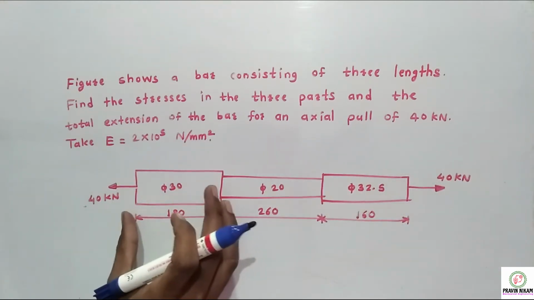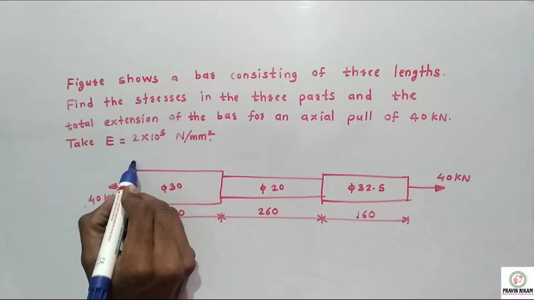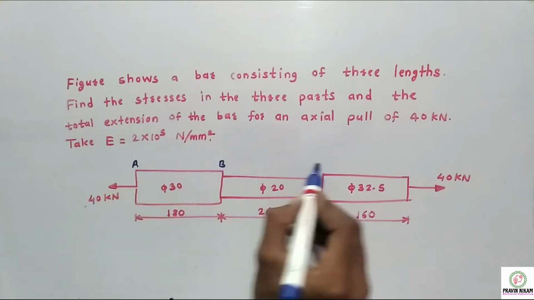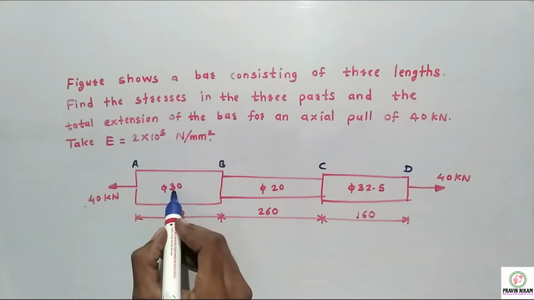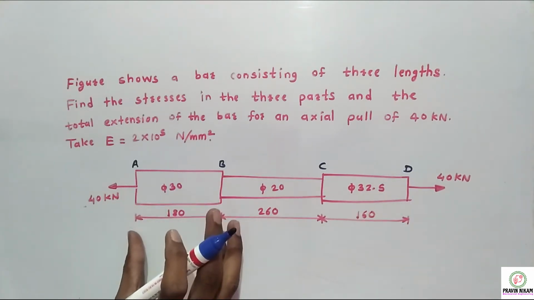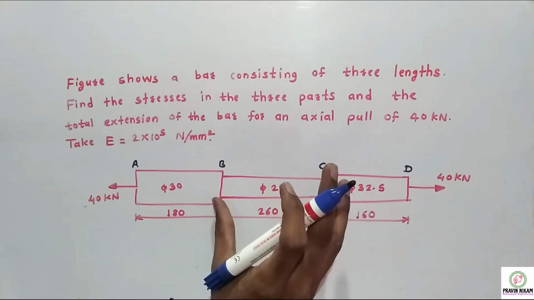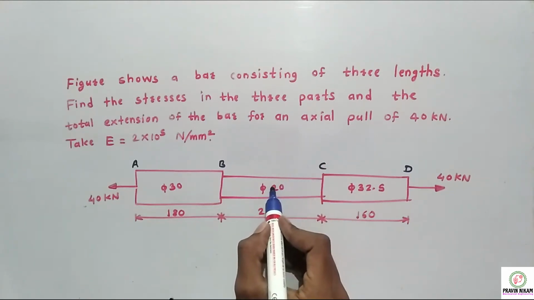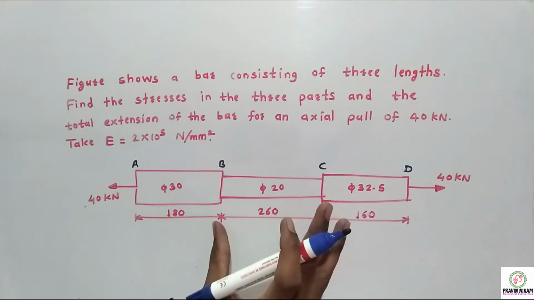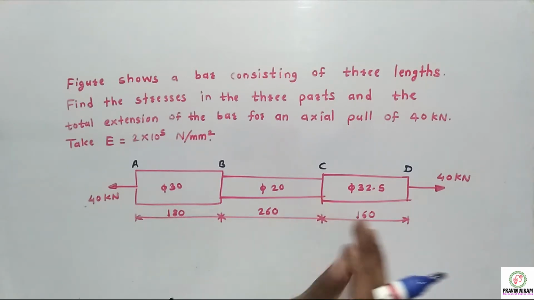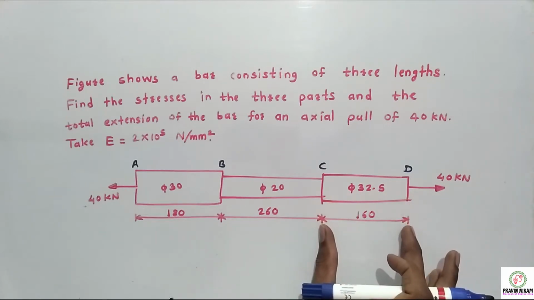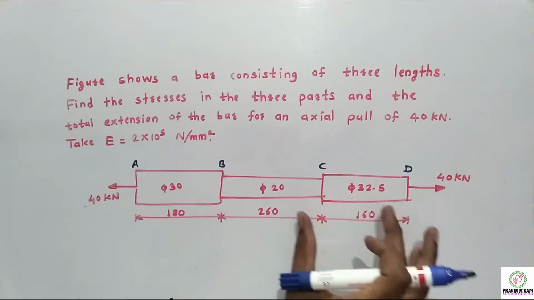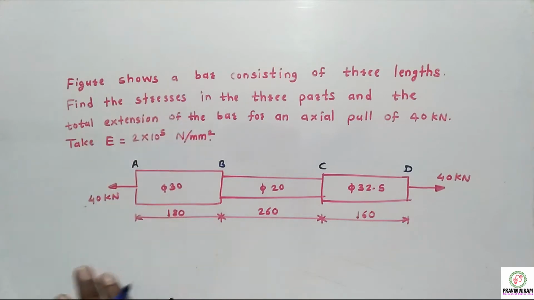Now this is section 1, say section A, B, C, D. For section AB, diameter is 30 mm and length is 180 mm. For section BC, diameter of section BC is 20 mm and length of BC is 260 mm. Then diameter of CD is 32.5 mm and length is 160 mm. Let us draw the free body diagram.